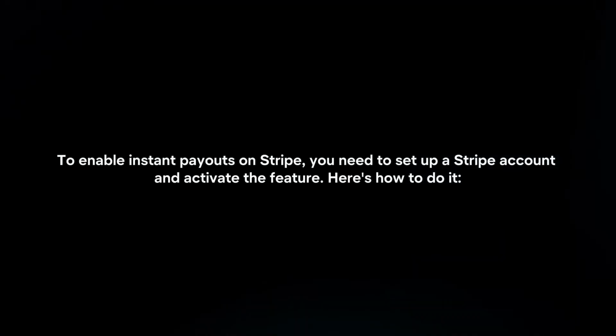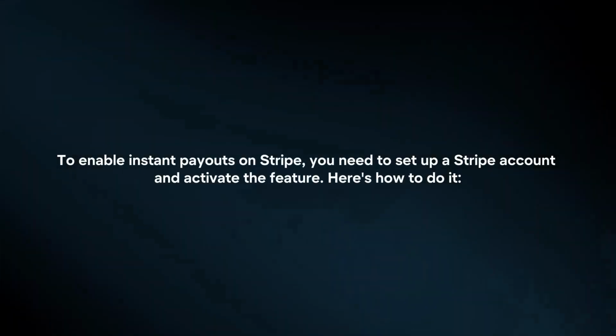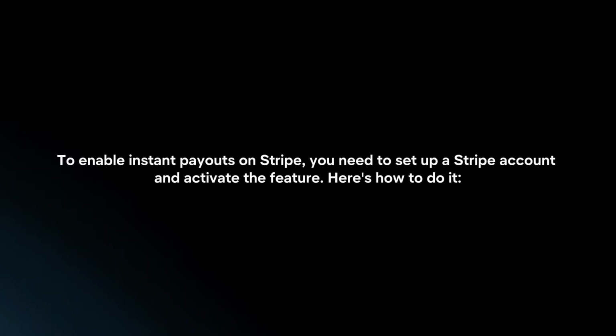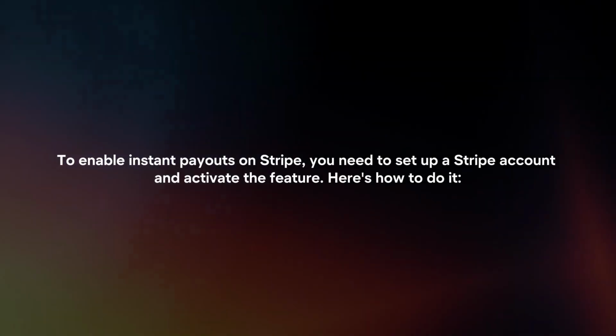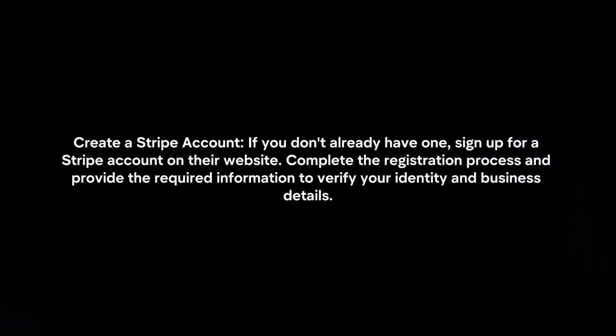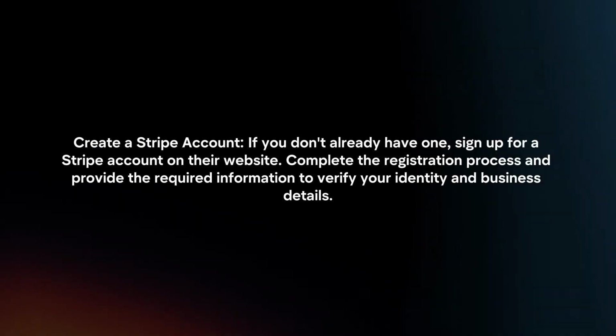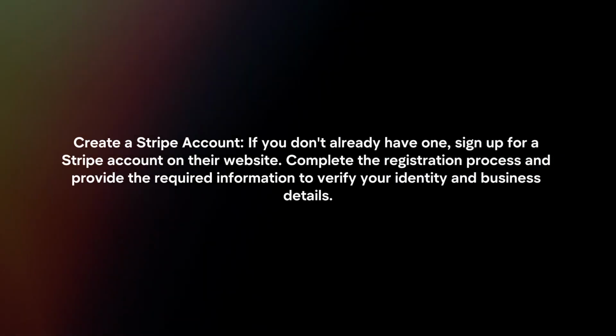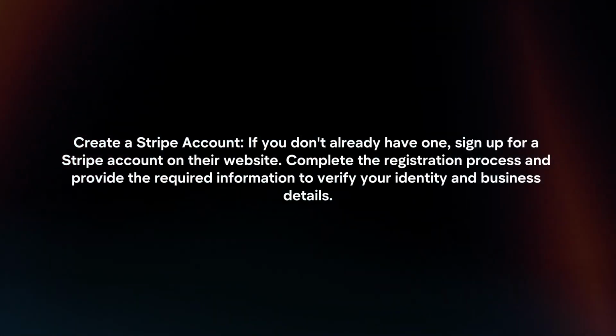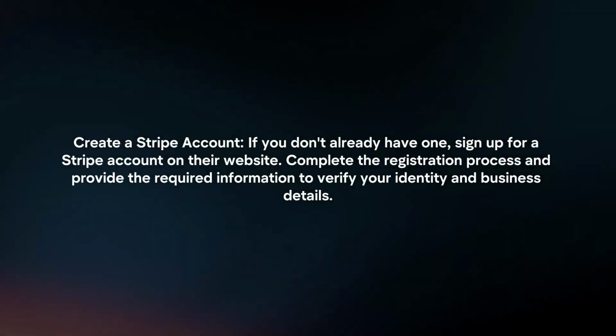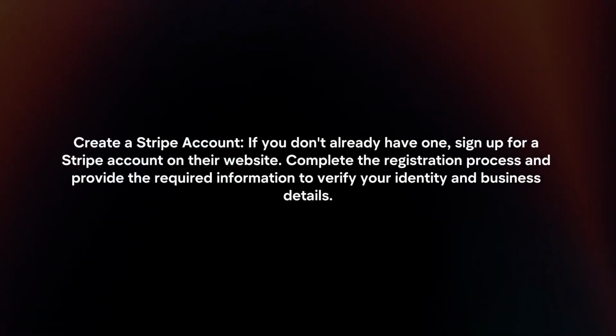To enable instant payouts on Stripe, you need to set up a Stripe account and activate the feature. Here's how to do it. Create a Stripe account. If you don't already have one, sign up for a Stripe account on their website. Complete the registration process and provide the required information to verify your identity and business details.